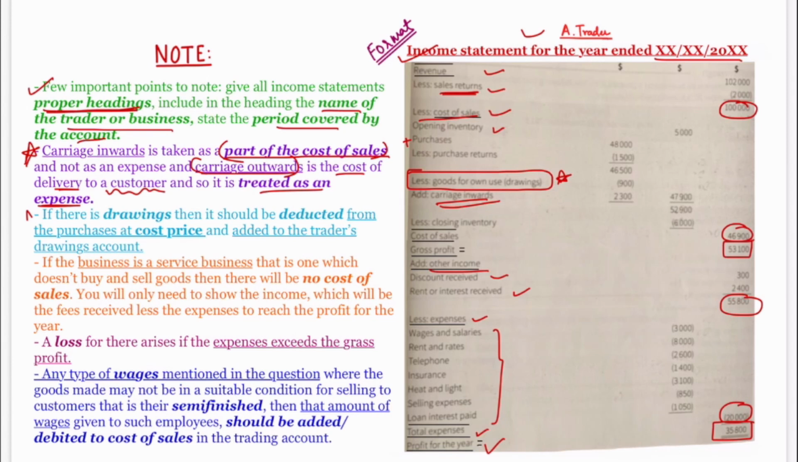Okay, next, this is also important. If there is drawings given in the question, then it should be deducted from the purchases at cost price and added to the trader's drawing account.